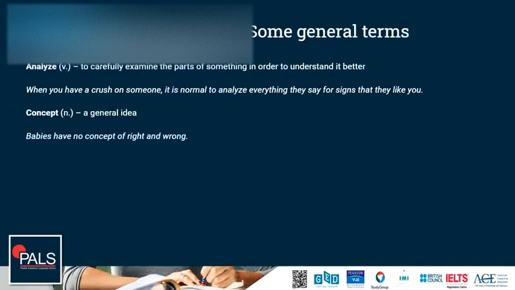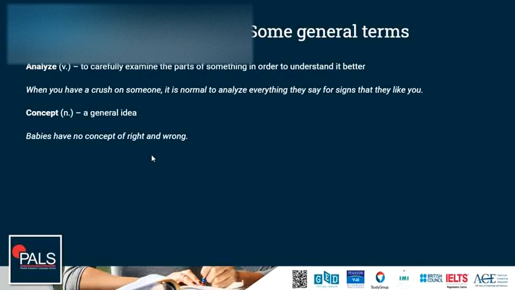So the first set of terms, some general terms. An important word in my opinion is to analyze, which is a verb, and it means to carefully examine the parts of something in order to understand it better. For example, when you have a crush on someone, it is normal to analyze everything they say for signs that they like you. In the science exam, this word is fairly important when it comes to questions about a paragraph or a graph or some graphic representation, a table. The question might ask you to analyze certain parts of it.